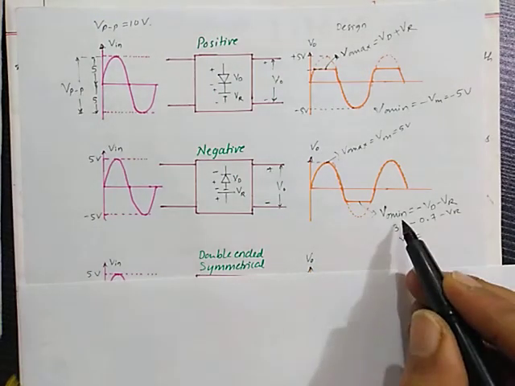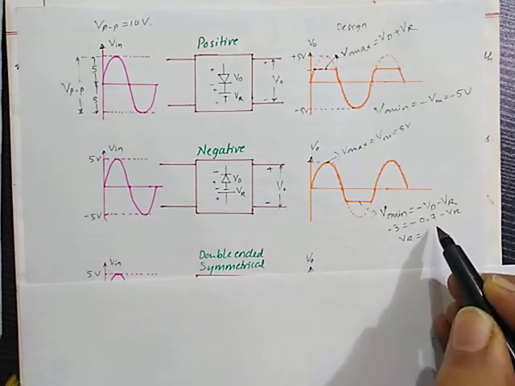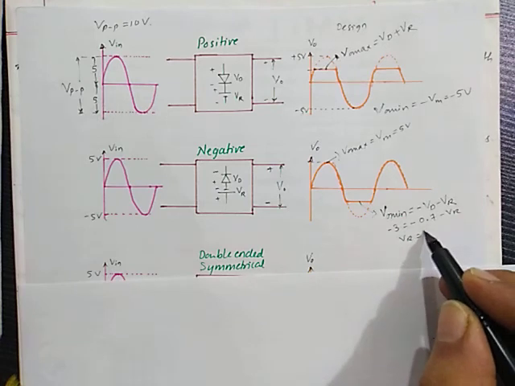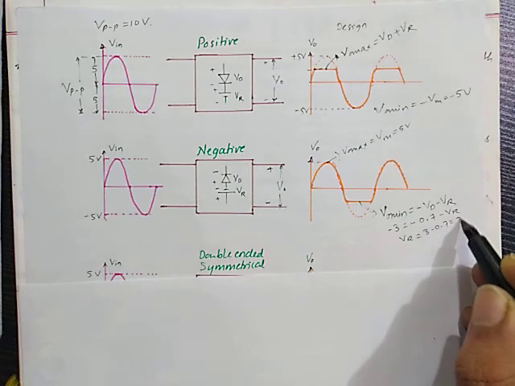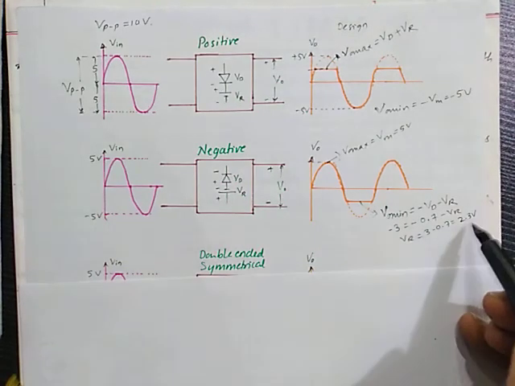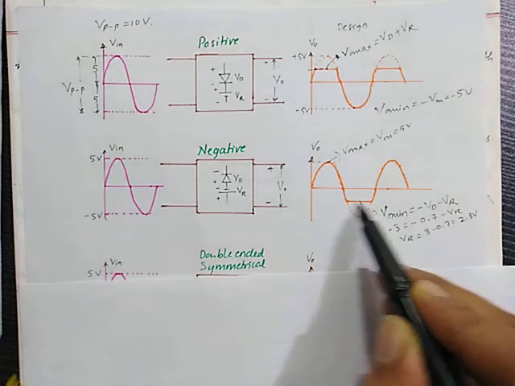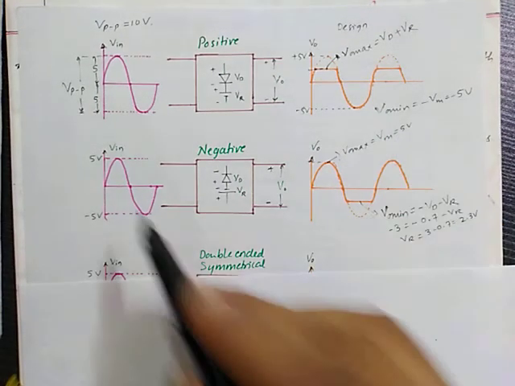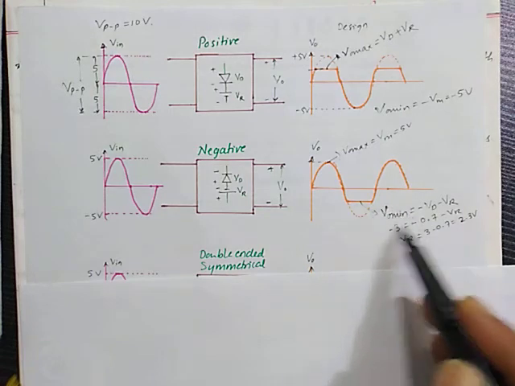So V naught minimum, if you want at minus 3 volt, so that time Vr can be obtained by taking Vr to this side and minus 3 to this side. So that time it will become 3 minus 0.7 equal to 2.3 volt with the shown direction. So Vr value should be kept at 2.3 volt in order to obtain the clipping level at the negative side as minus 3 volt. Positive side it will be equal to positive input value, negative side it will be clipped at the designed V naught minimum value.